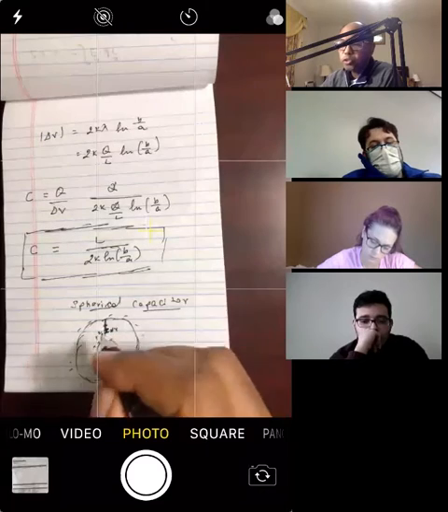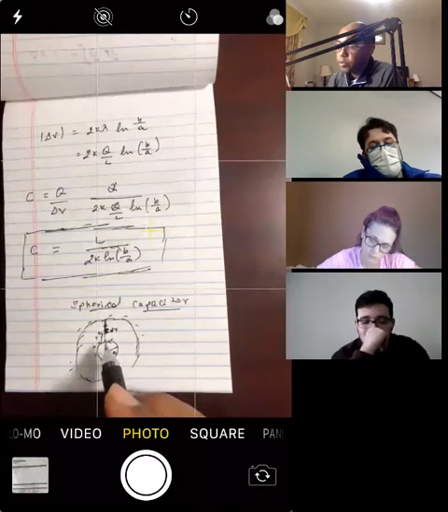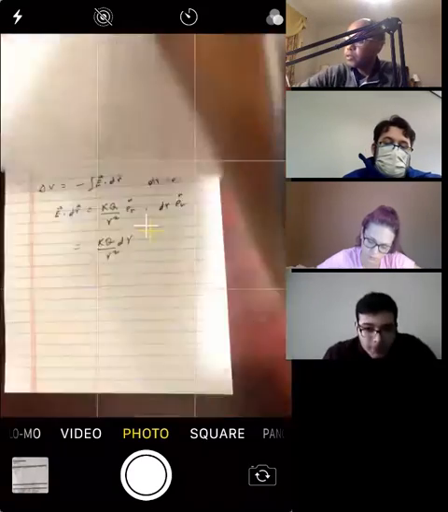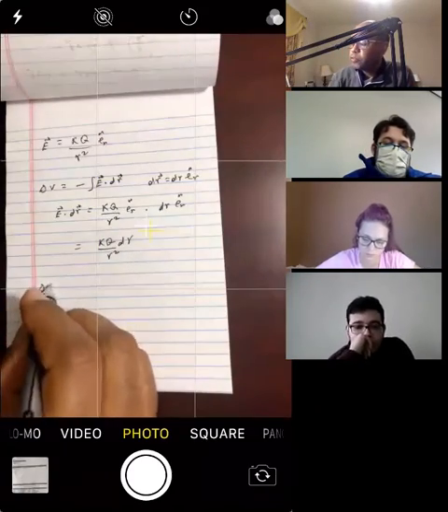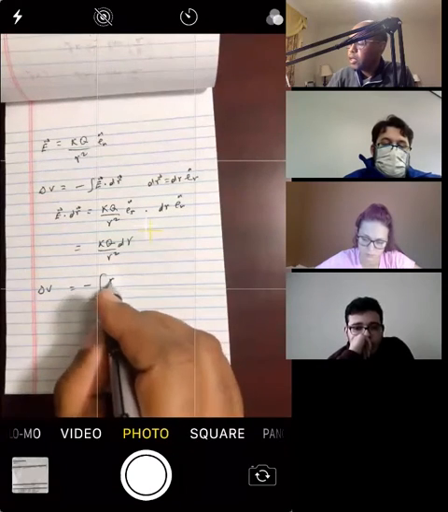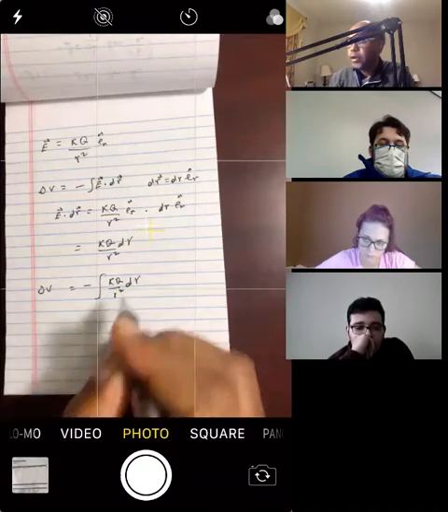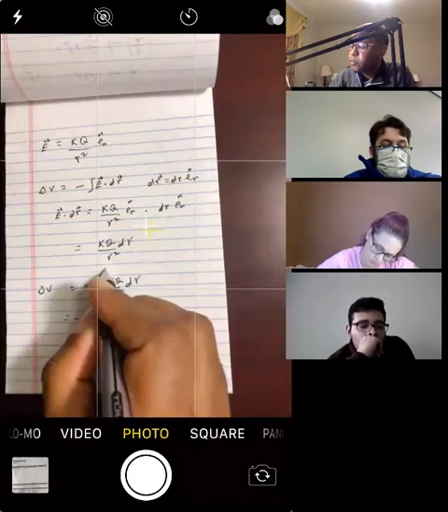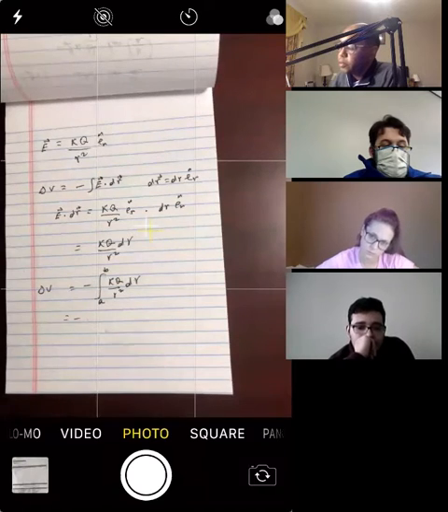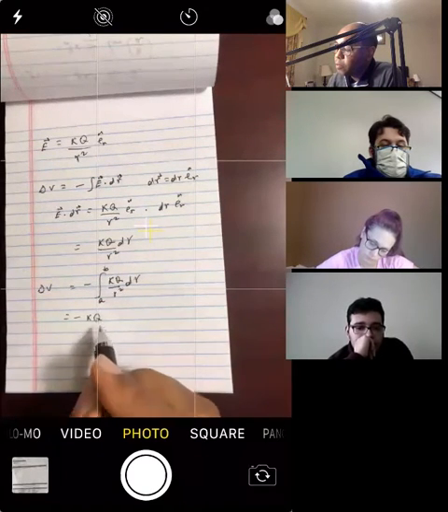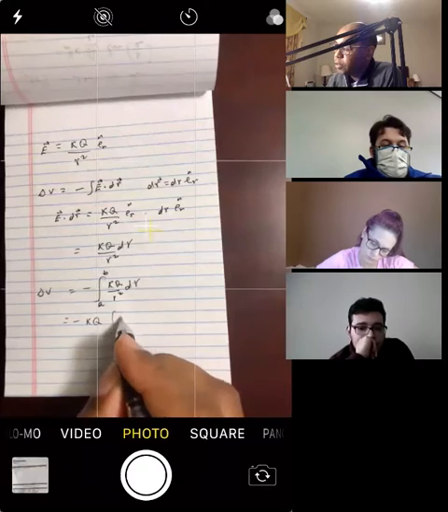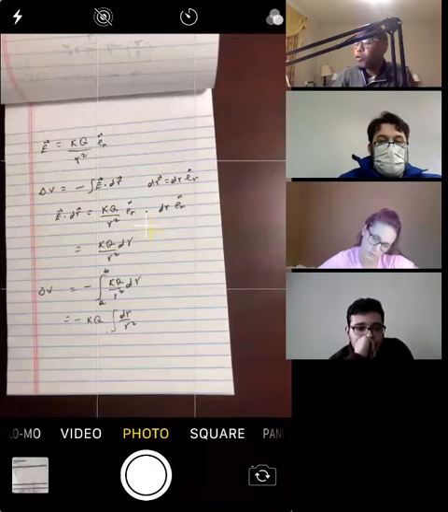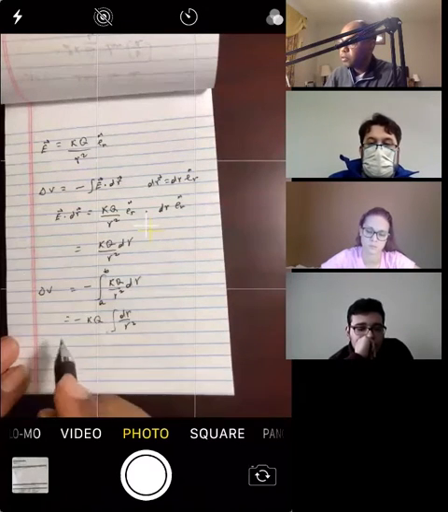Then to get the total, we just integrate from a to b. We're trying to get the potential difference between the inner conductor and the outer conductor. So the potential difference is the negative of the integral of kq over r squared dr, from the inner radius to the outer radius. We take the constants out, kq, and then dr over r squared. The integral of 1 over r squared is negative 1 over r, so the negative signs cancel.